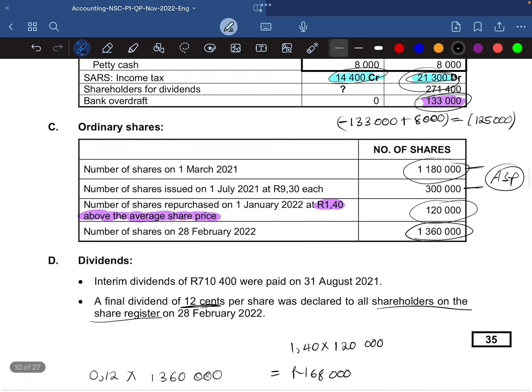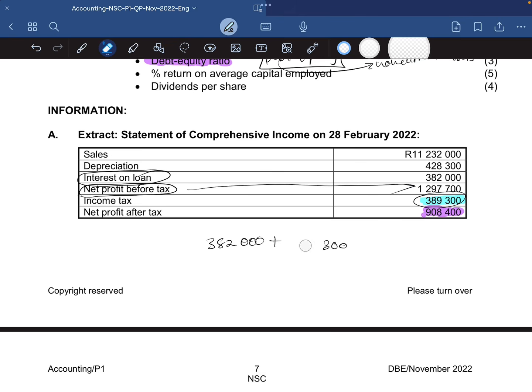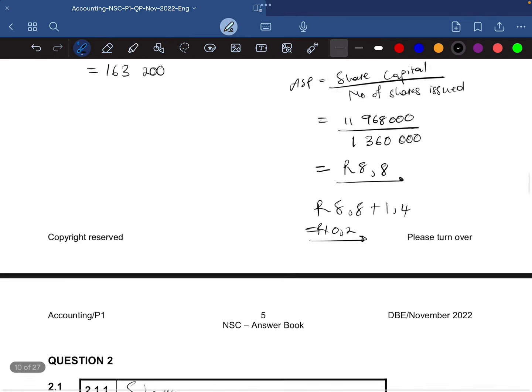Okay, all right. So now to get our numerator, we add the net profit before tax and our interest on loan. So that's 382,389,300. Let's just quickly add the two amounts. Is that wrong? No, that's the incorrect amount. I'm looking at the income tax. See, I haven't highlighted. So here it is 1,297,700 and 382. So it's 382 plus 1,297,700. So that's 1,679,700.